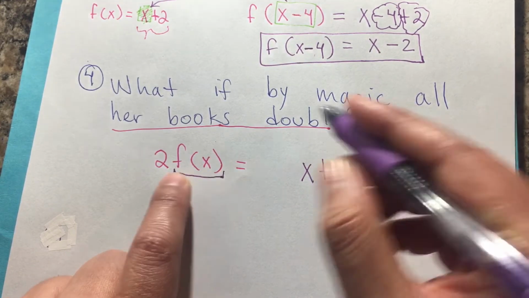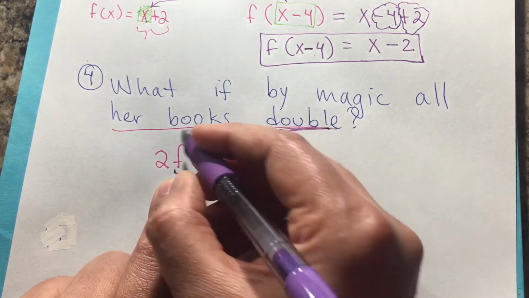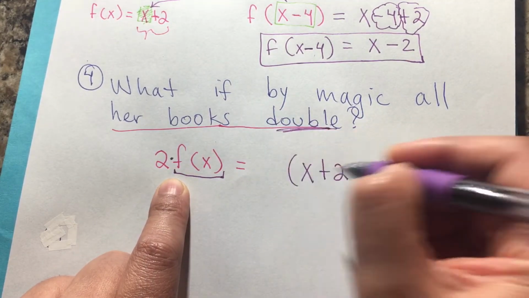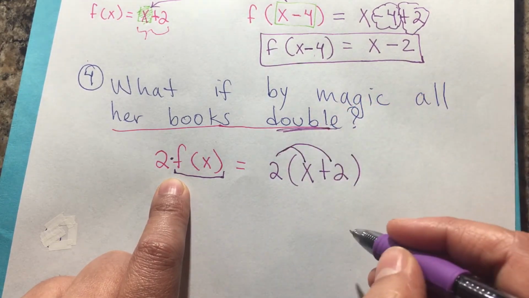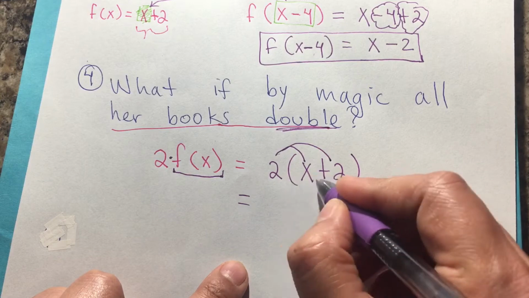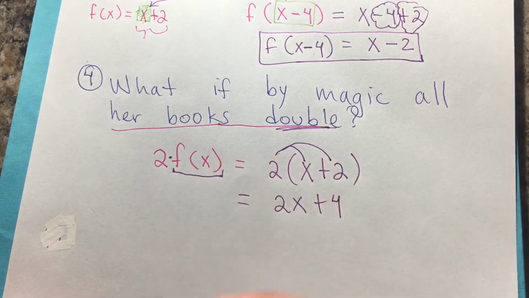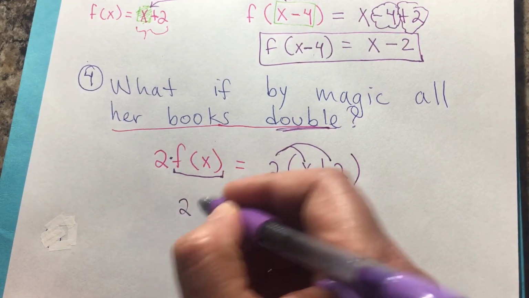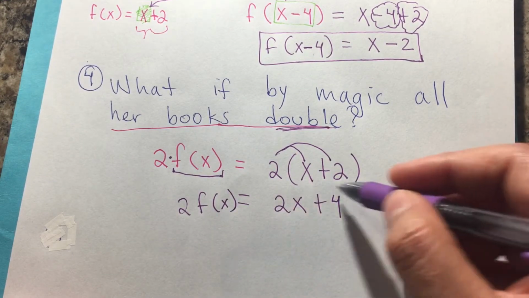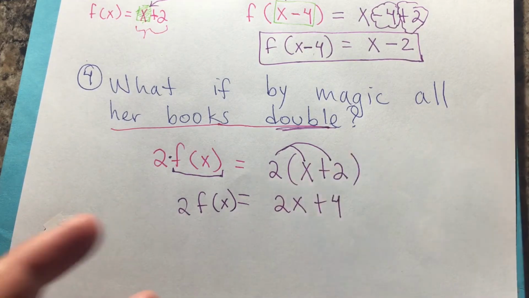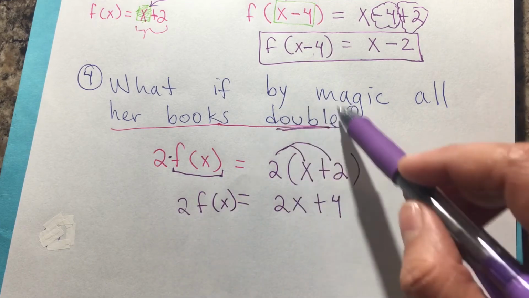And what do we do with that? Oh, in here, twice or double means multiply by 2. So you're going to multiply all her books by 2. We use distributive property. And so it's going to be 2 times x is 2x. 2 times 2 is 4. And so, again, we just bring it down for notation. 2f of x is equals to 2x plus 4. And this is just representing all her books that she has after a certain amount of months, multiply by 2. Double, lo doble. Okay?